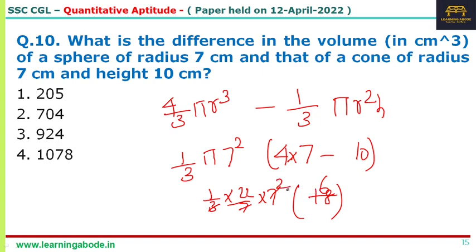Sorry, this is 7 square. Okay, so this is 7 square, so 7 is left out. So what we have is 22 into 7 into 6, right? That will be like 22 into 7 is 154. 154 into 6 would be 924. That's answer option 3. So it's just a very simple formula based question. If you know the formula, you can proceed and solve.